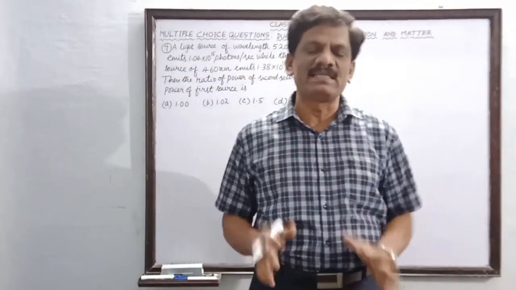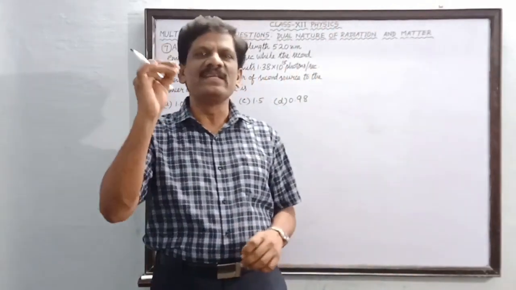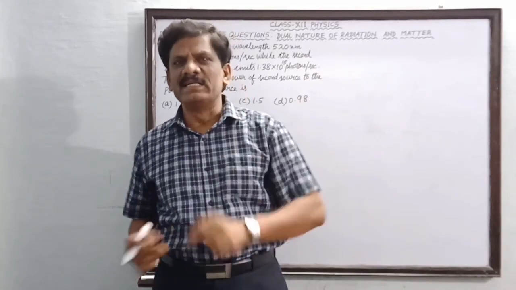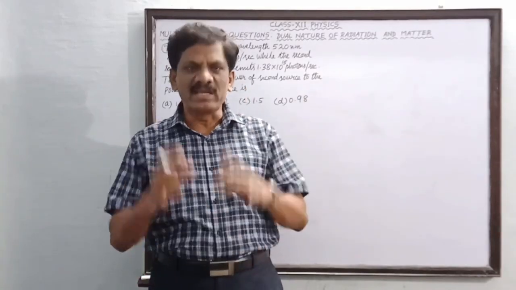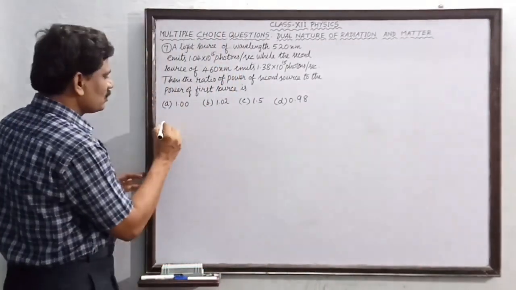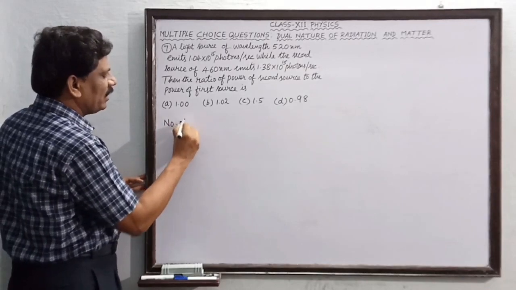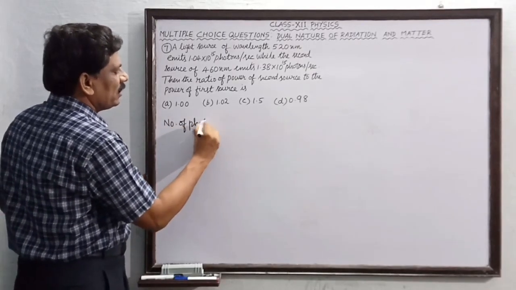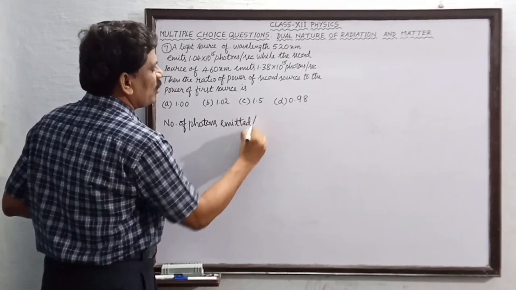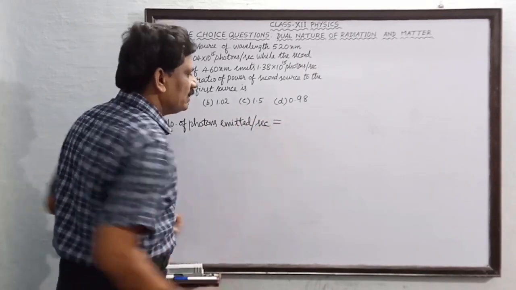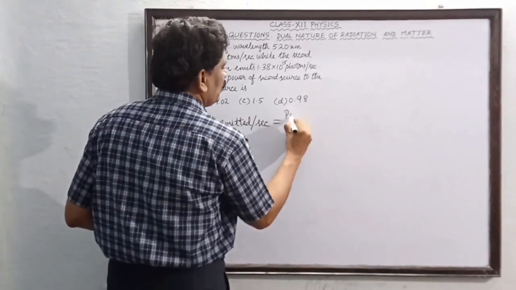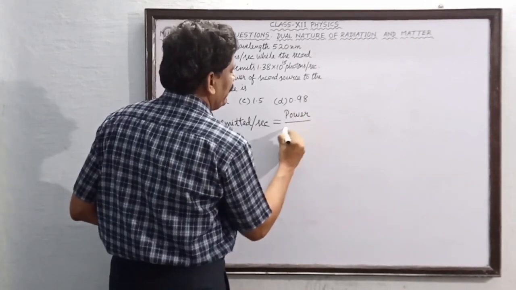So, what we have to understand first of all, when we switch on any source of light, it emits photons. In 1 second, how many number of photons are emitted by the source? The number of photons emitted per second. So, I will write this is number of photons emitted per second by the source. So, number of photons emitted per second will be equal to what? Power divided by the energy.